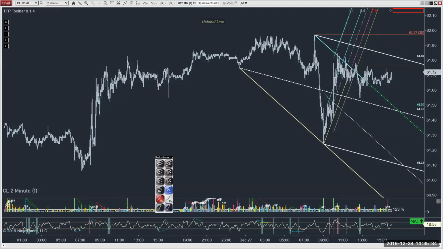where I ended up making 10, 12, 15, sometimes 20 to 1. So I may have made 200 ticks on the trade, whereas I only risked about 13 or 14.